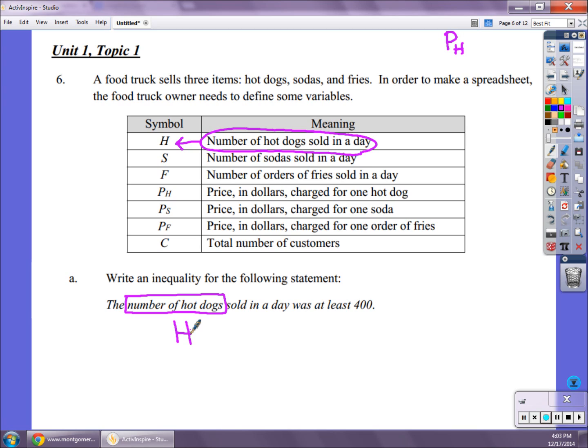The next thing I see was this term at least. We have an inequality statement being made. At least is another expression for greater than or equal to. So I'm going to go ahead and label that with our symbol for greater than or equal to. And finally, we have our numerical value 400. When we put that together, we get the expression H, the number of hot dogs sold, was at least 400. And that is our answer for A.